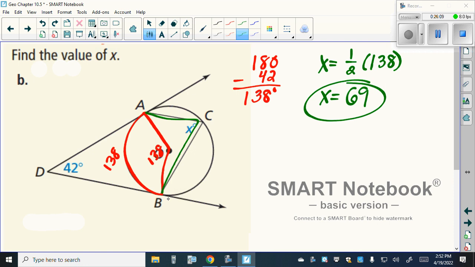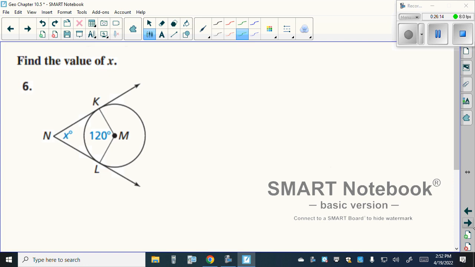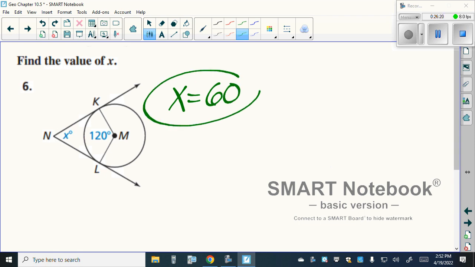Any questions on these here? So this here, what would the value of x be? Because we're doing 120 subtracted from 180. Any other questions on any of these here?